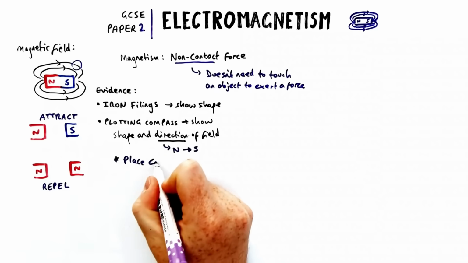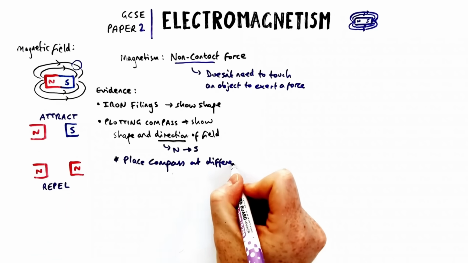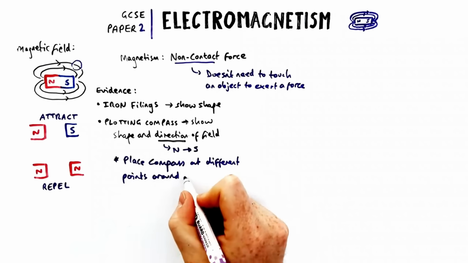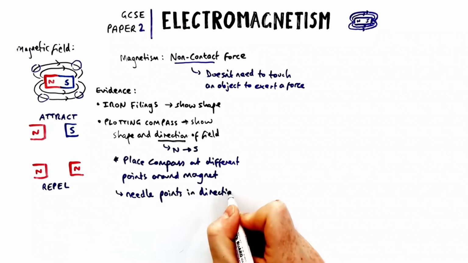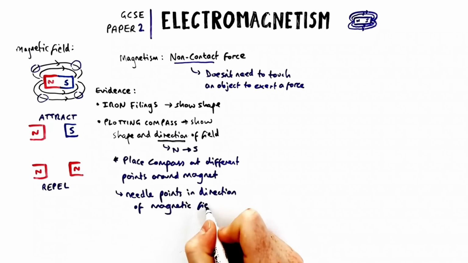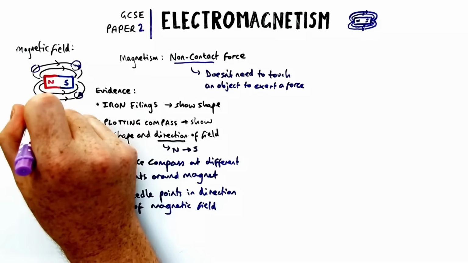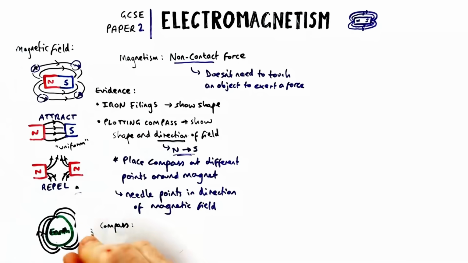So how we do that is we place the compass at different points around the magnet. When we do that, the needle will change direction and it points in the direction of the magnetic field, which is towards the South Pole. Plotting compasses will normally point following the Earth's magnetic field.